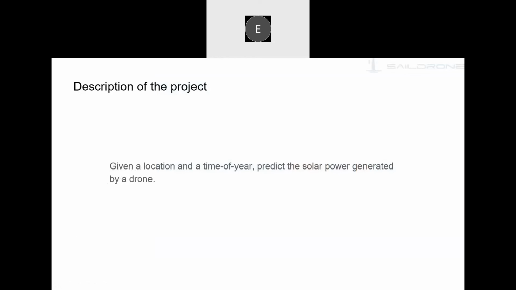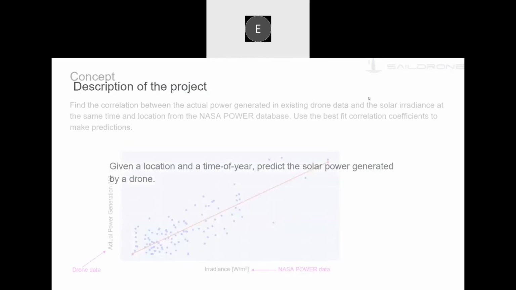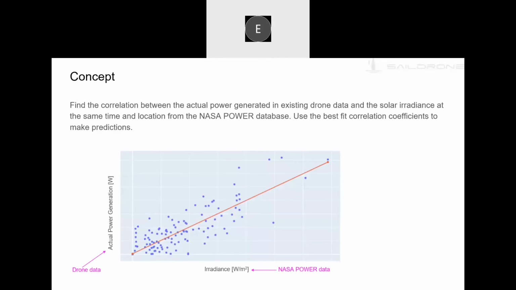The project that I'm working on is that given a location and time of year, predict the solar power generated by one of our drones. So the concept is pretty simple. On the y-axis here, we have the actual power generated by a drone somewhere in the world, at a time and location. And then on the x-axis, we have the irradiance from NASA POWER at that same time and location. So we plot the two against each other, get our best fit coefficients, and then we can use those best fit correlation coefficients to make predictions.